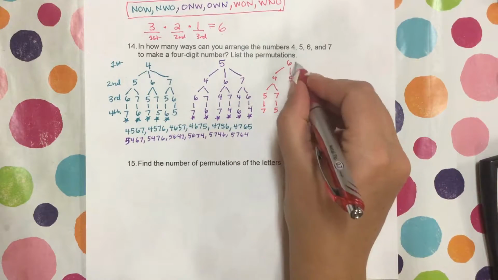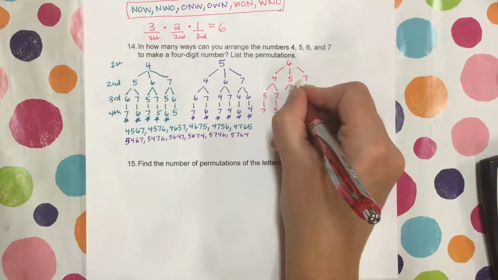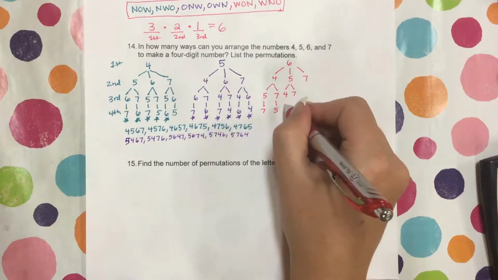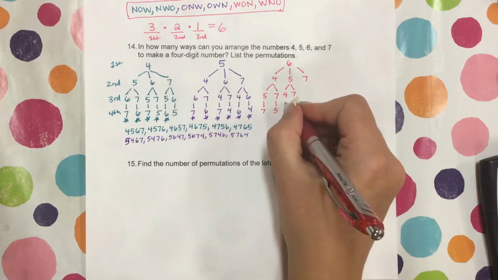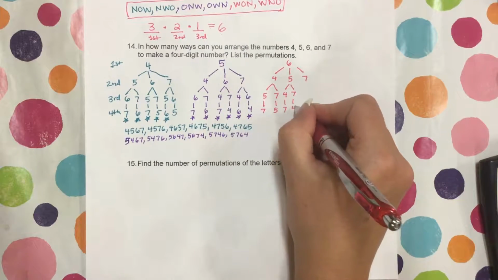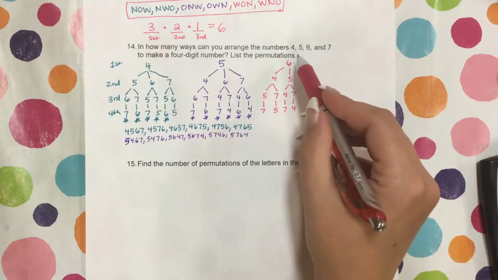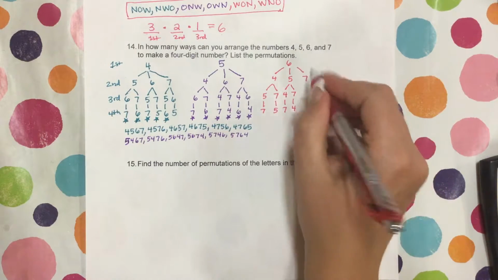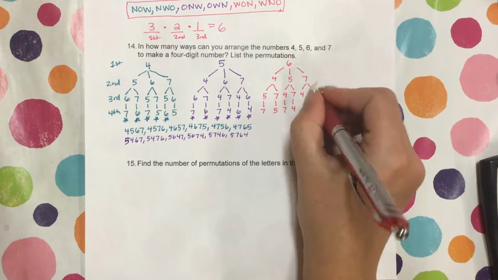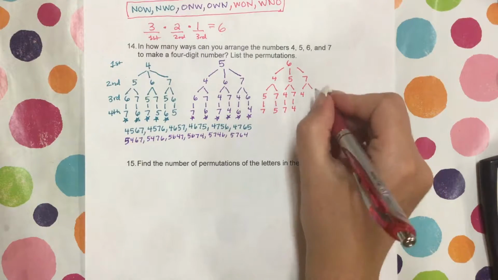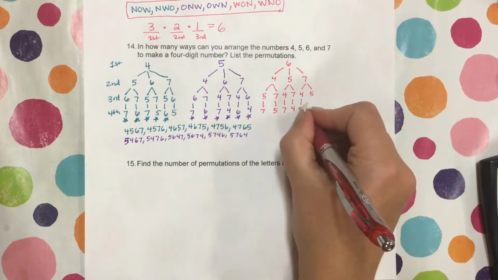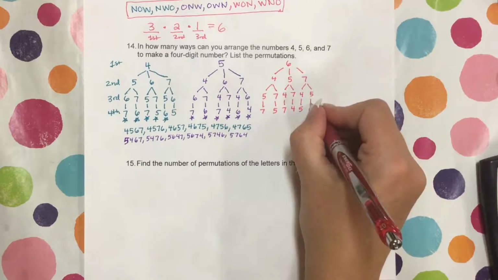Okay. Now if we went 6, 5, the other two would have to be 4 and 7, which would mean in fourth place, 6, 5, 4, this would have to be 7, and 6, 5, 7, this would have to be 4. Okay, and then this last one here, if 6 is in first and 7 is in second, there would be two options for third, which would be 4 and 5, which would mean for fourth place, 6, 7, 4 would have to be 5, and 6, 7, 5, this would have to be 4.